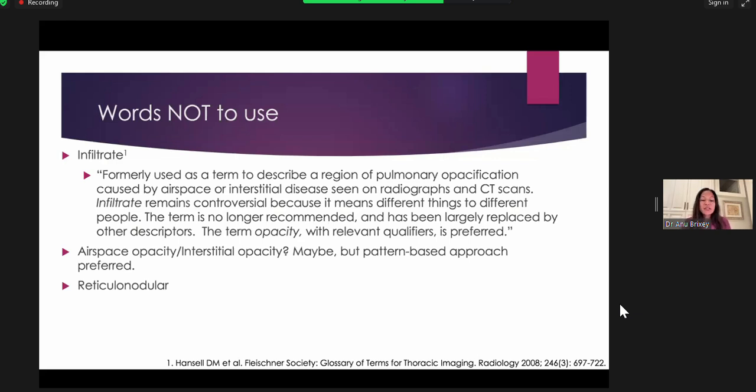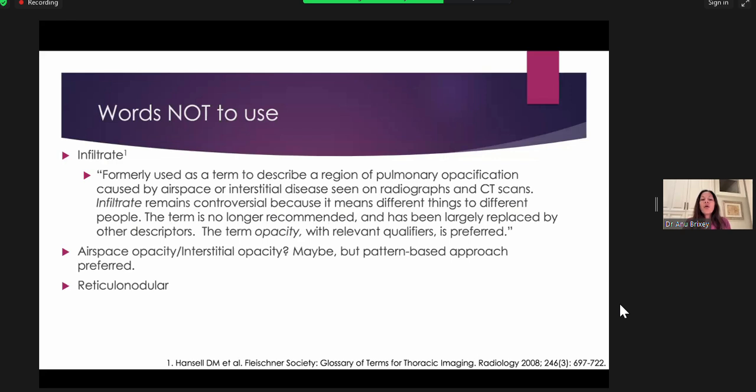residents and attendings, faculty alike, is reticulonodular. And that's often a term that I see described either on x-rays, but more commonly on CTs. When there's a lot of different findings, people may tend to say it looks like there's reticulonodular opacities. And it's funny because when I hear that term, I don't actually know what that means. So we know what reticulation is, and I'm going to show you an example of reticulation. We know what nodules are, but reticulonodular, you don't see that combination very often. It's extremely uncommon to see that.